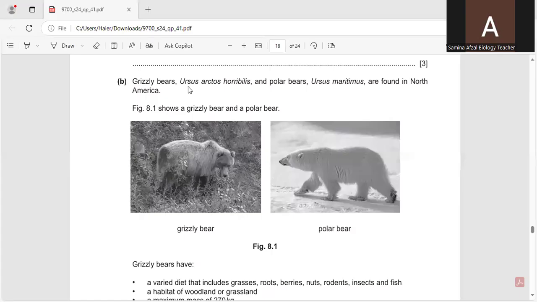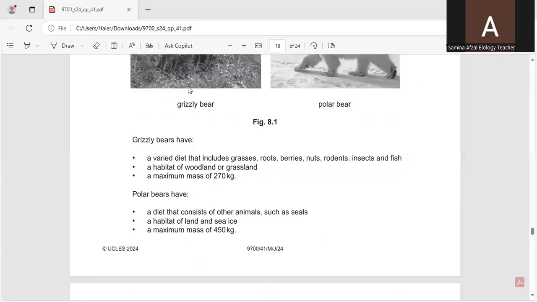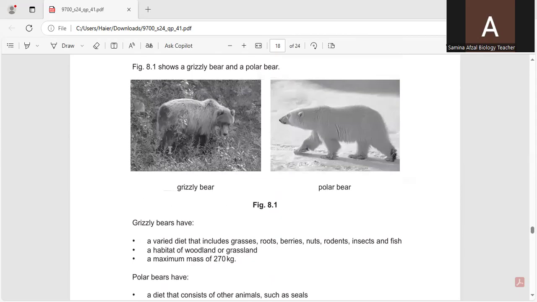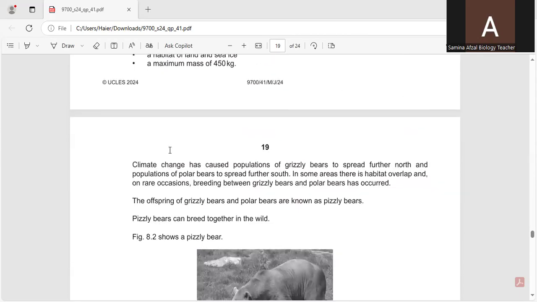Grizzly bears have a varied diet that includes grasses, roots, berries, nuts, rodents, insects, and fish. Habitat of woodland or grassland, a maximum mass of 270 kg. And polar bears have a diet that consists of other animals such as seals, habitat of land and sea ice, maximum mass of 450 kg. So polar bears have more weight in comparison to grizzly bears.